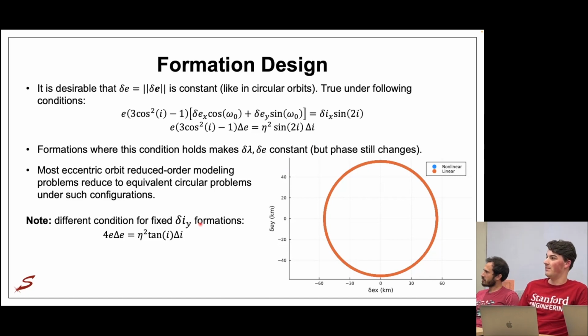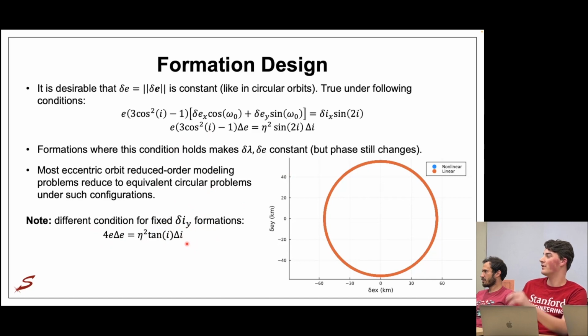There's a different condition for fixed delta IY formations, and you can hold that variable constant in your state transition matrix by enforcing this constraint on your formation as well. You cannot do both at the same time. So you're going to have to bite it somewhere is kind of the moral of that story. But there are some tricks you can do in your formation in order to make this a little bit easier to work with.